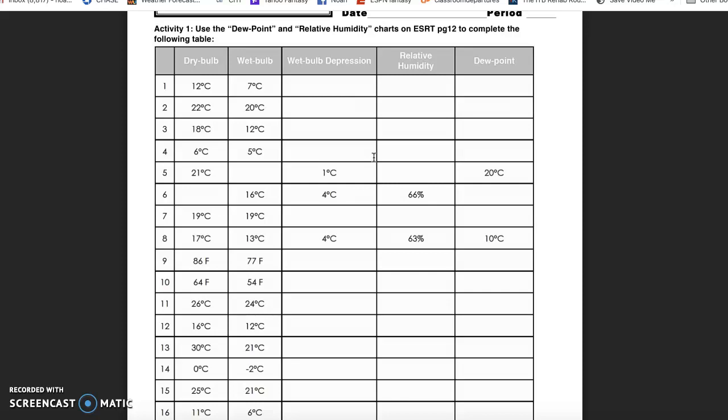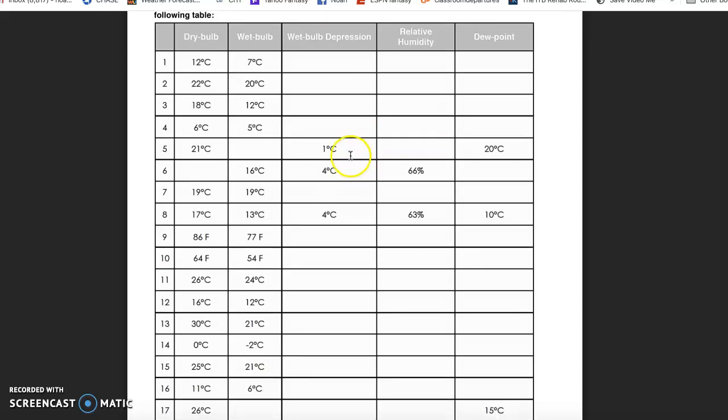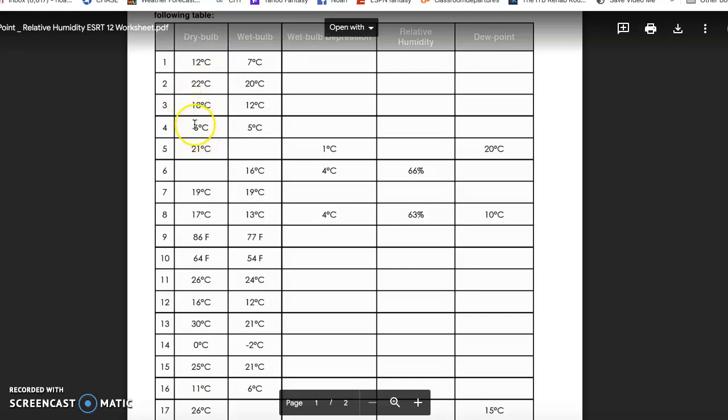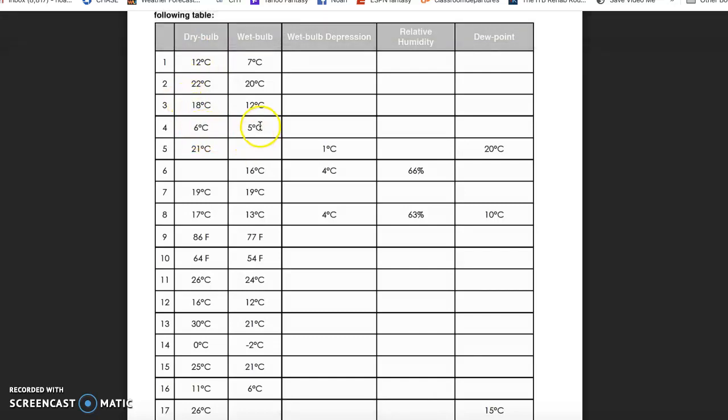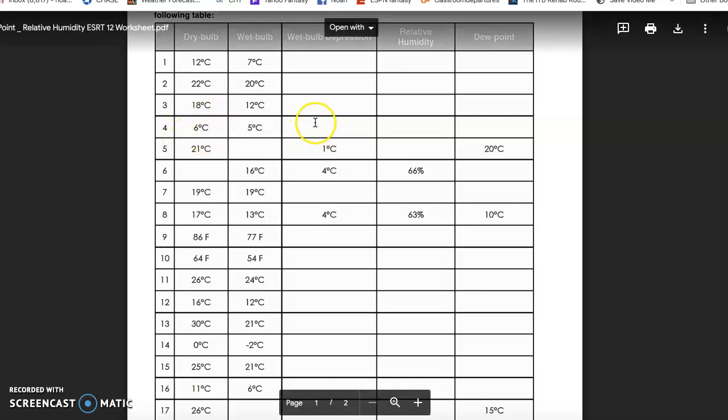Okay, let's do a couple of these problems now that we've established some important facts. We're going to start with something on the easier side, and do some harder stuff afterwards. All right, here we go. Number 4: 6 is the dry bulb, 5 is the wet bulb. We're just going to subtract to get the depression. 6 minus 5, we should have a 1 here. We're now going to use the dry bulb, 6, and the difference, 1, in order to get our humidity and dew point on our reference table.